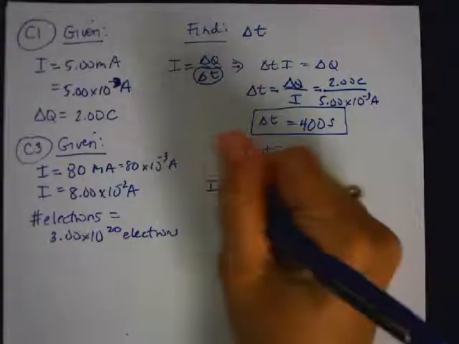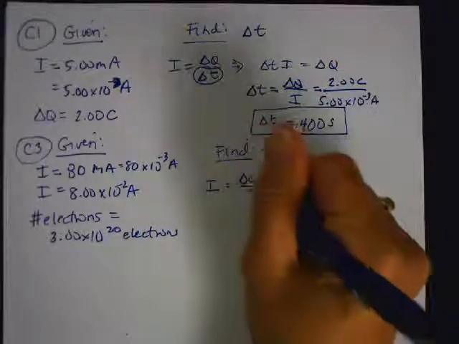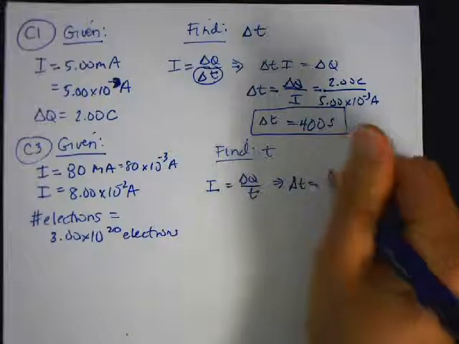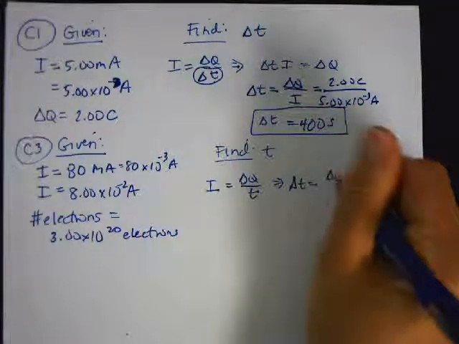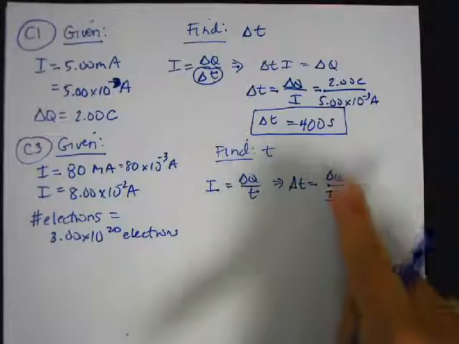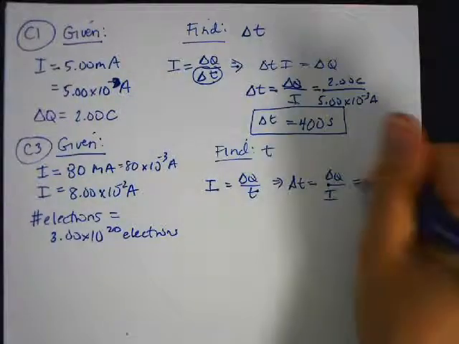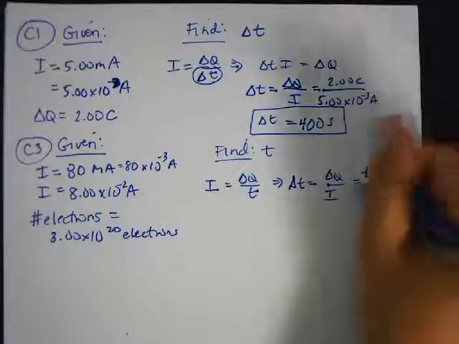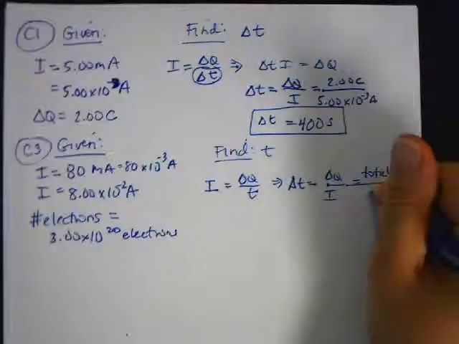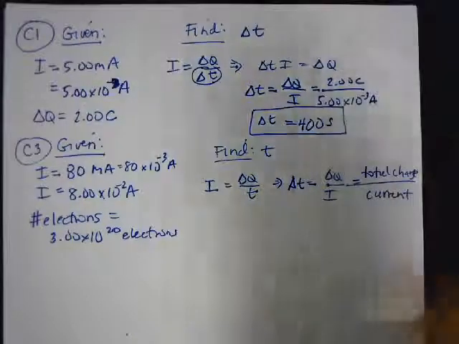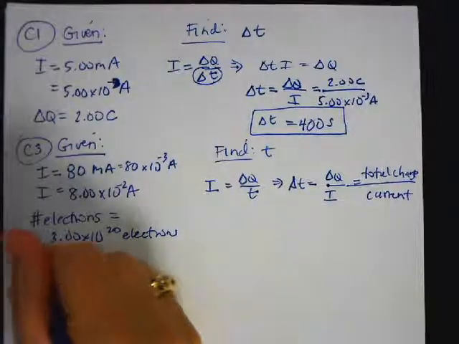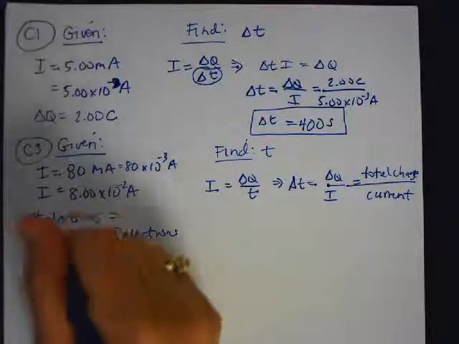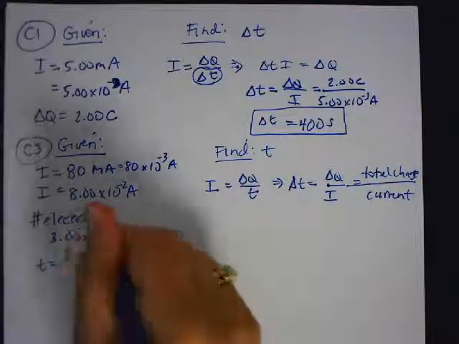Well, I know that I is equal to delta Q over T, so I know that delta T is equal to Q over I. Now remember, what do these things mean? This is going to be the total charge divided by the current. Now, if I rewrite the total charge, well, they told me how many electrons I have. I have 3.0 times 10 to the 20 electrons.